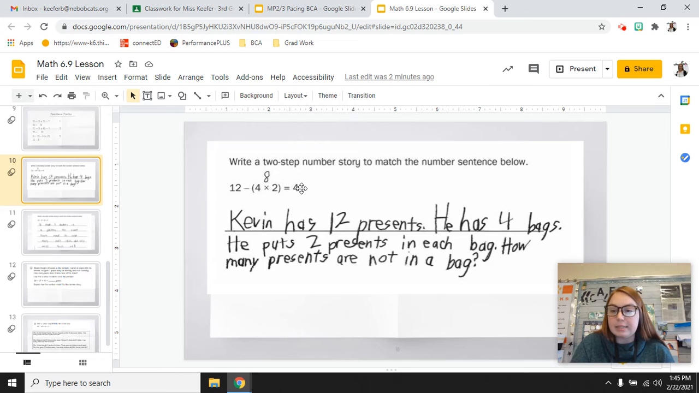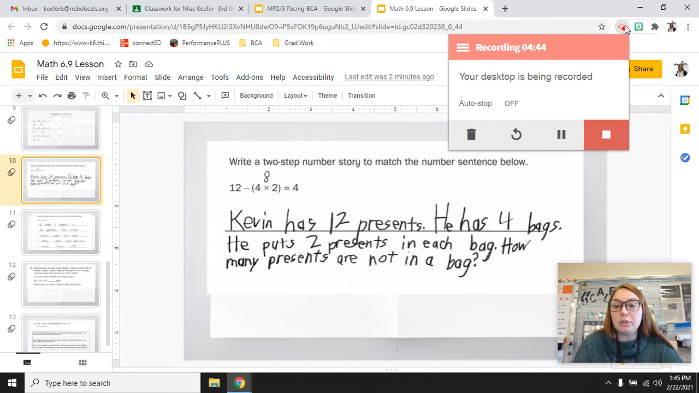When you see the parentheses in this number sentence, what should you do? You should multiply 4 times 2 first. That is the first step of your number sentence. And then you solve it from there. You do 4 times 2 equals 8, and then you do 12 minus 8, which would equal 4. So that is an example of an appropriate response to that problem.